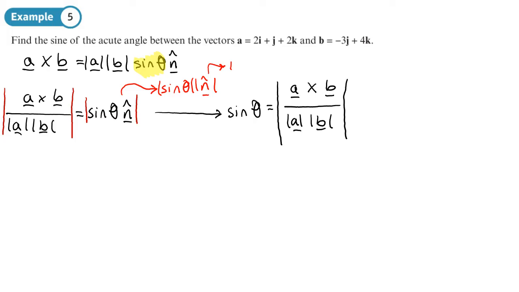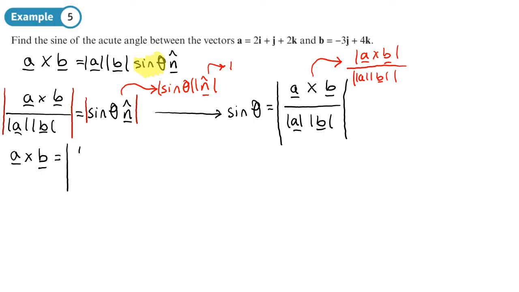And in fact, there's actually another rule to do with modulus that says that the modulus of the whole thing here can be written as the modulus of the top over the modulus of the bottom. So we can split it up like that. Anyway, A cross B, let's start with that first. So we're going to use the determinant method.